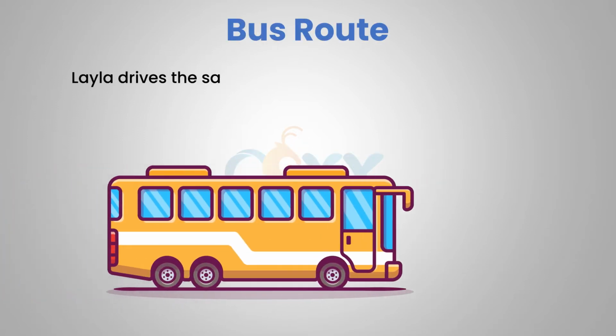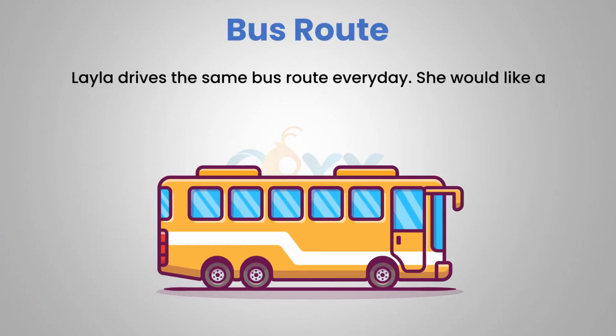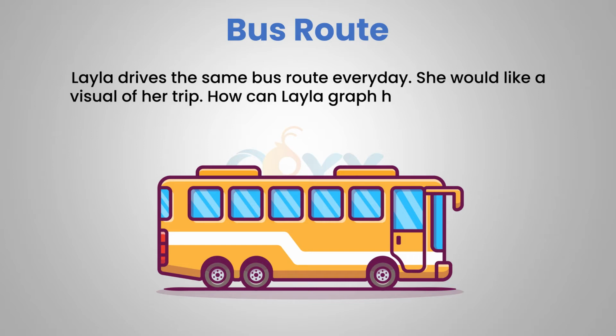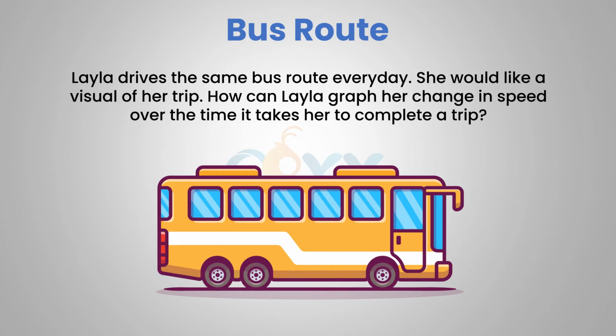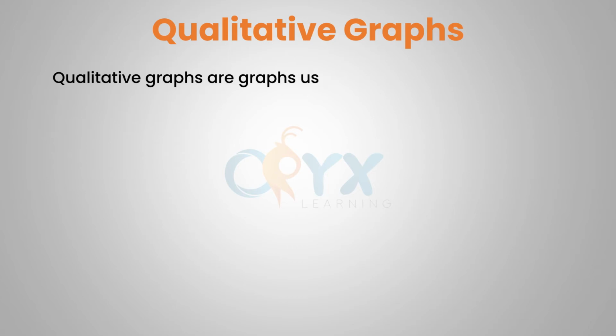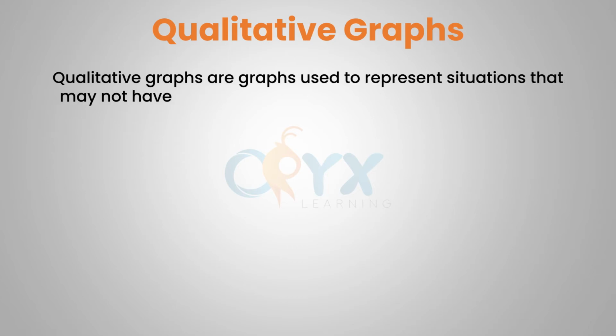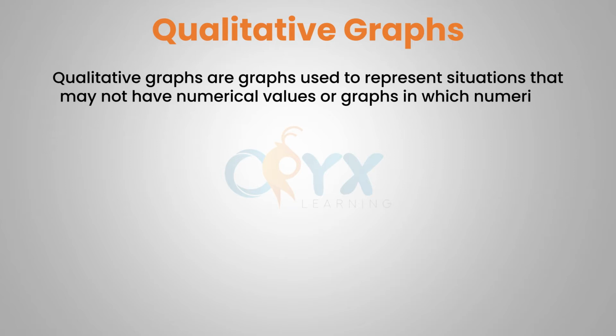Layla drives the same bus route every day. She would like a visual of her trip. How can Layla graph her change in speed over the time it takes her to complete a trip? If you would like to see the answer to this question, please follow along and we'll revisit it at the end. Qualitative graphs are graphs used to represent situations that may not have numerical values, or graphs in which numerical values are not included.